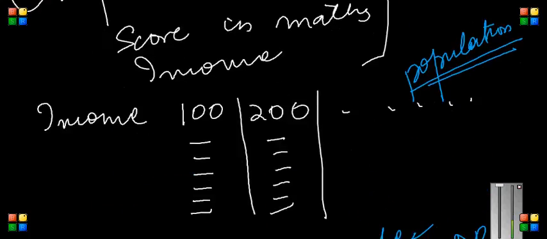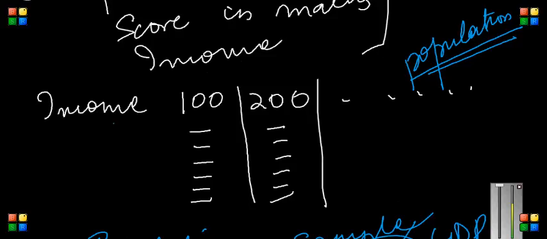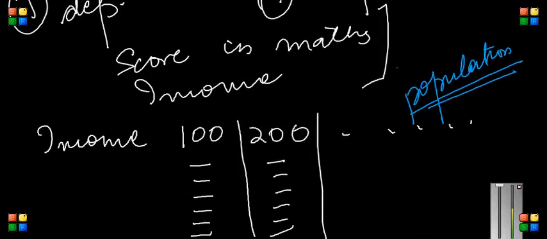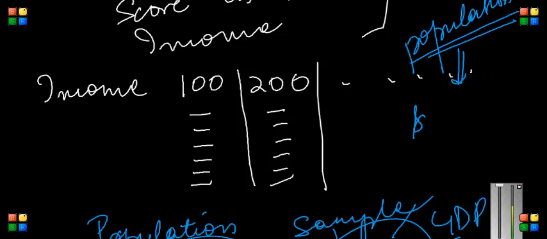Similarly, as of now, when I talk about the score in maths and the income level, I'm basically talking about the population as a whole. In regression, as we go ahead, we'll see that we do not have the population in our hand. To work with population is really tough. So always we would take a sample and work with this sample instead of working with the population.